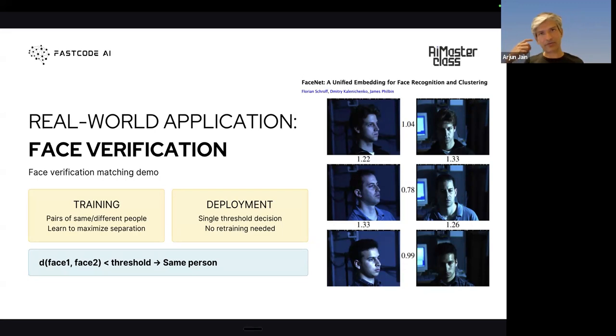And now whenever it gets a new face, it checks if it is similar to this vector representation. And this is how you would want to do a face ID kind of a problem, a real world face verification problem. So at training time, you would want to train all this, and at deployment, you just have a single threshold. There is no retraining needed.